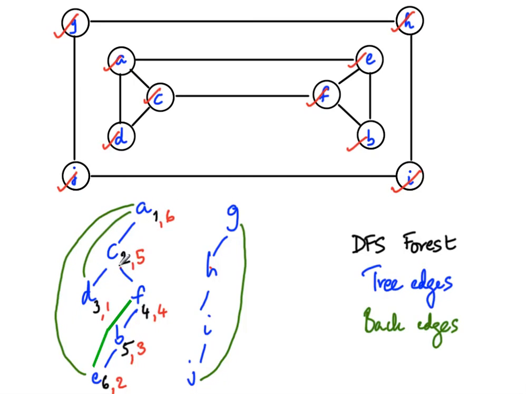So black are the entry numbers. This is the order in which we entered the vertex to explore. The red numbers are the ones in which we exited the vertex after finishing exploring all its valid neighbors. Then we come to the other side and we can continue our numbering.